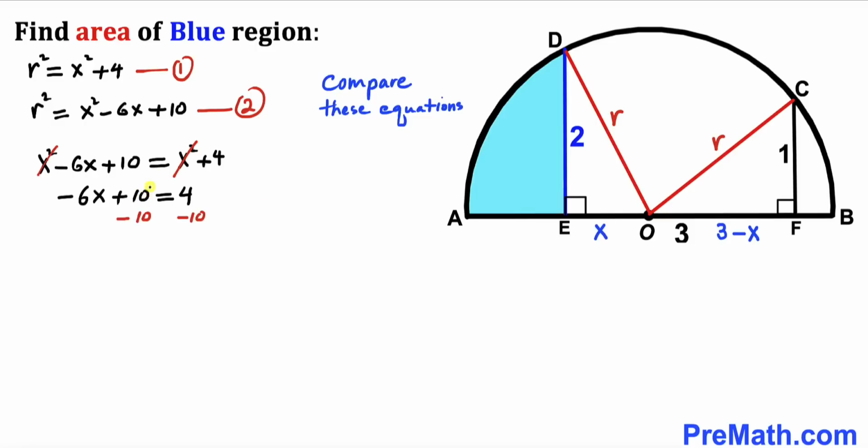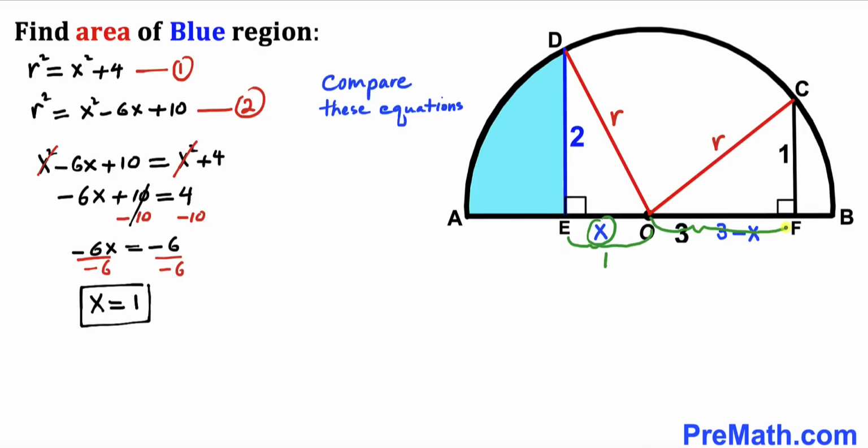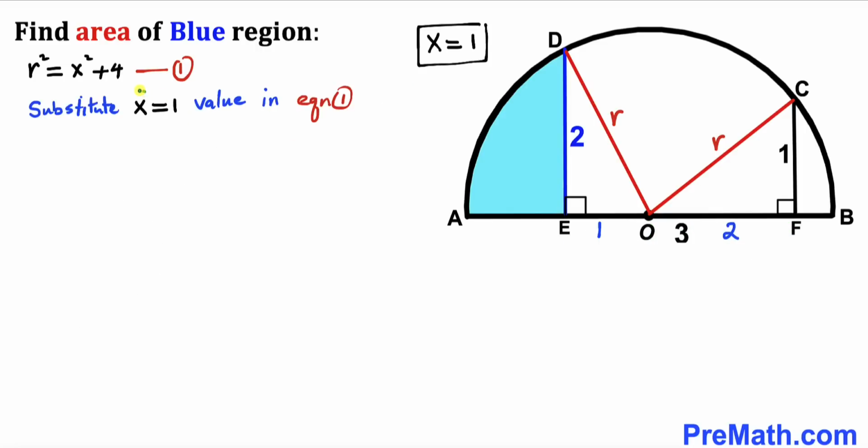Let's subtract 10 from both sides. This is gone. So we end up with negative 6x equal to negative 6. Now let's divide both sides by negative 6. So our x value turns out to be positive 1 unit. So this segment EO, which is represented by x, becomes 1. And this other segment OF is going to be 3 minus 1, which gives us 2 units. Now in this next step, I am going to substitute x equal to 1 in this equation 1.